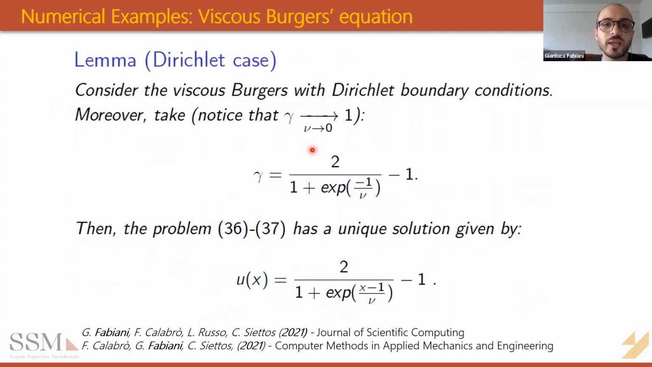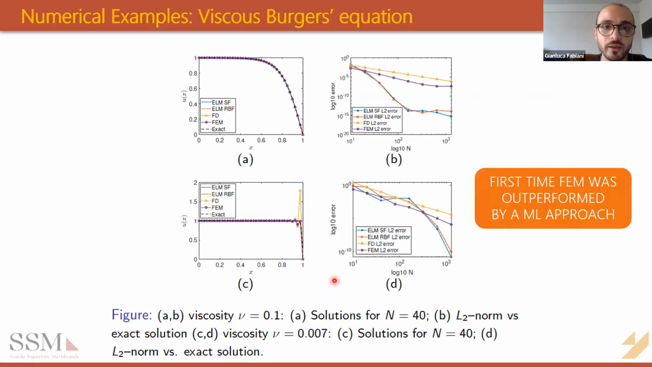Let's look at the Dirichlet case. In this case, we can prove that there is a unique solution, so we have a reference to which we can compare. Changing the parameter nu, the viscosity, if we go to a smaller viscosity, we actually get a boundary layer, as was also said in the previous seminar. This becomes more stiff, and finite differences and finite elements can generate spurious oscillations. So we can solve this problem.